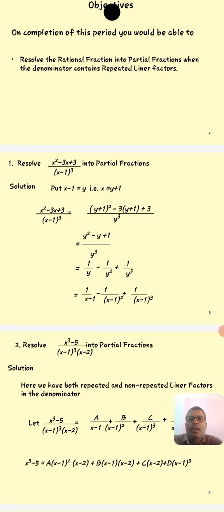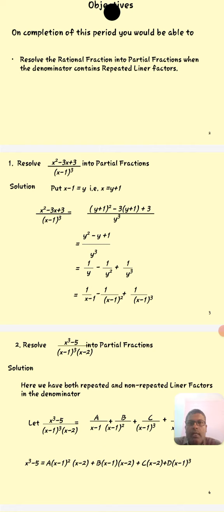Resolve (x square minus 3x plus 3) divided by (x minus 1) whole cube into partial fractions. Here this is a separate problem. It is an easy method we have to follow. Put x minus 1 is equal to y. That is, x is equal to what? The minus 1 goes to the right side, it will be plus, so we write x is equal to y plus 1.